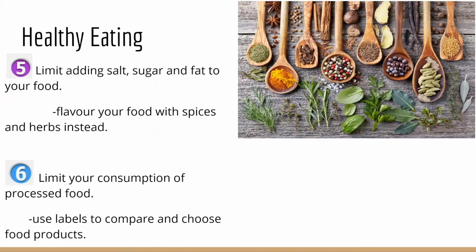Another tip is to limit the added salt, sugar, and fat to our food when cooking, and to try to flavor our food with spices and dry or fresh herbs instead. And also, one last tip is to limit the processed food, which I'll explain in later slides. Processed food can be high in added salt, sugar, and fat, and we need to use labels to compare processed food, which I'll also explain in my next slide.